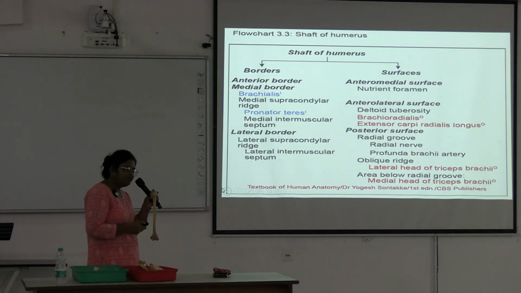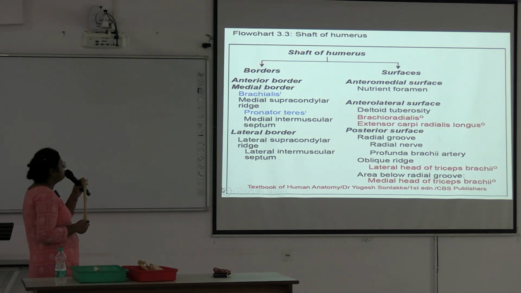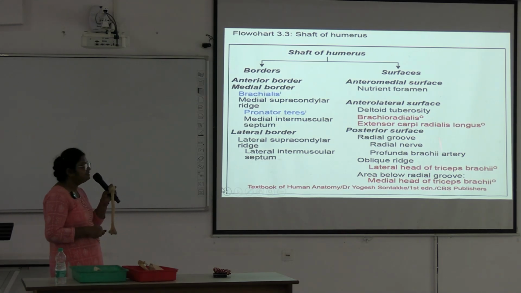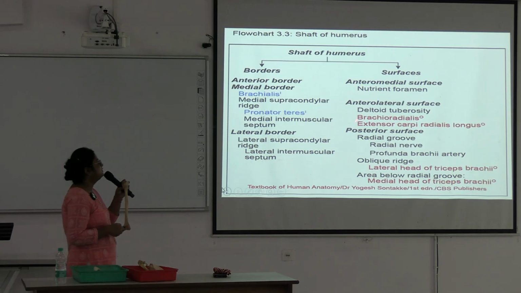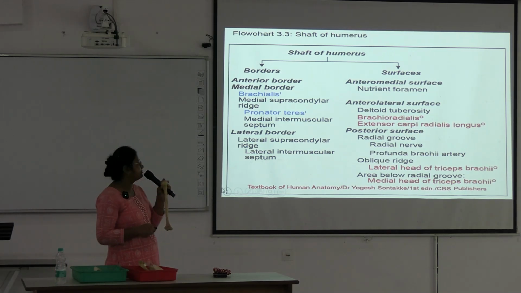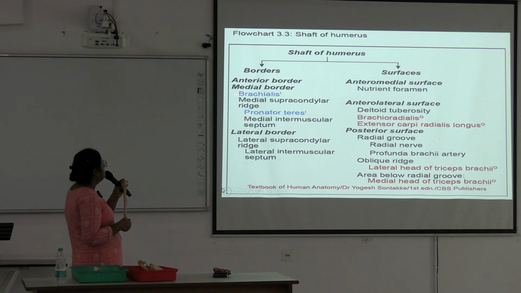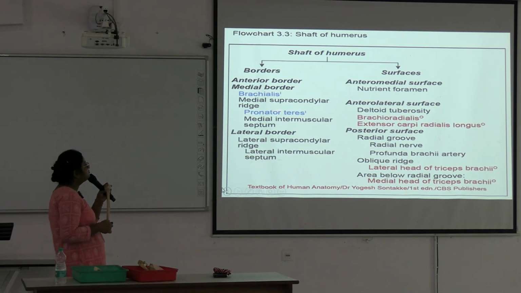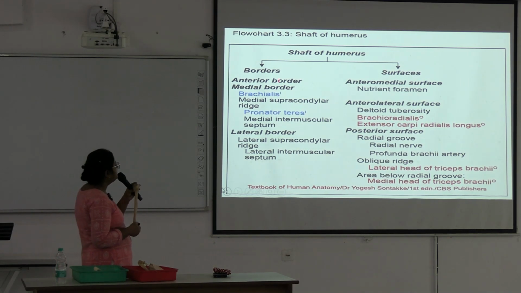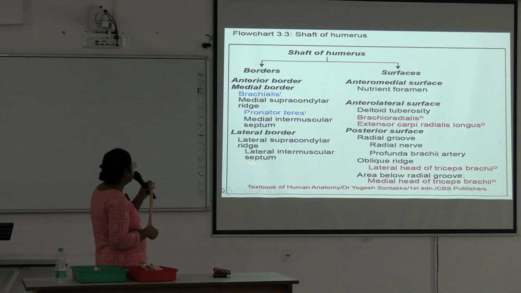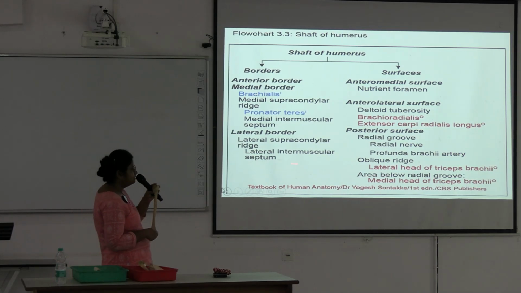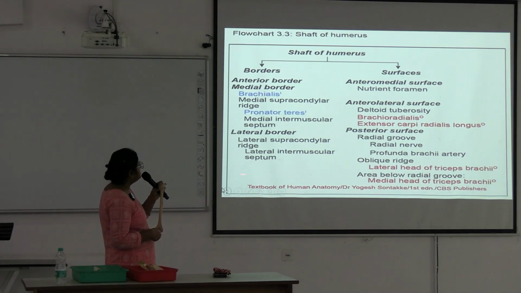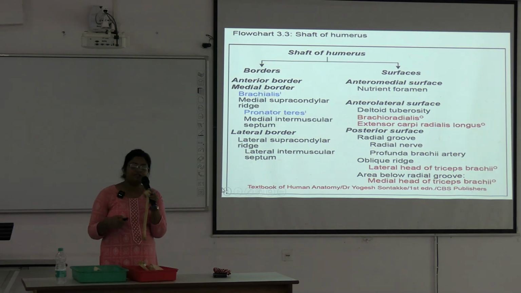Okay, so a summarization of the shaft. It has borders and surfaces: 3 borders, 3 surfaces. Borders are the anterior border, medial border, and lateral border. Surfaces are the anteromedial surface, anterolateral surface, and posterior surface. The medial border gives origin to brachialis, the medial supracondylar ridge to the pronator teres, and the medial intermuscular septum. The lateral border forms the lateral supracondylar ridge and gives attachment to the lateral intermuscular septum, also the brachioradialis and extensor carpi radialis longus.